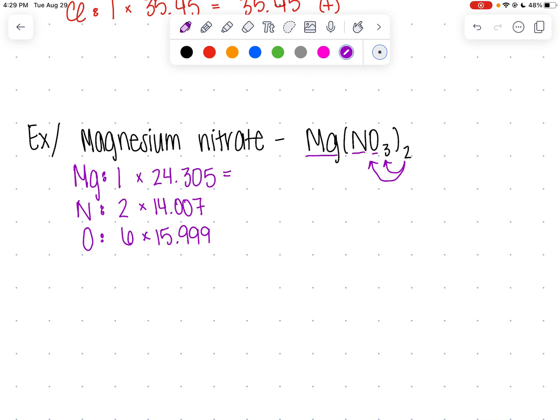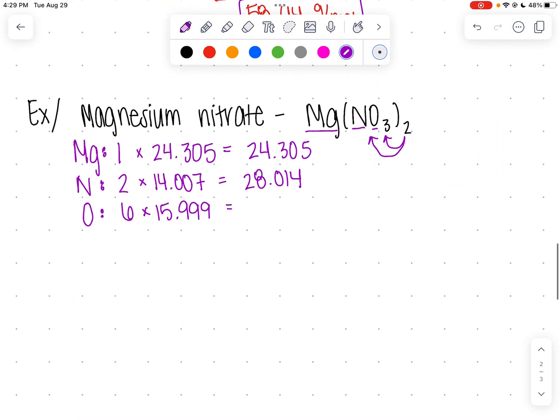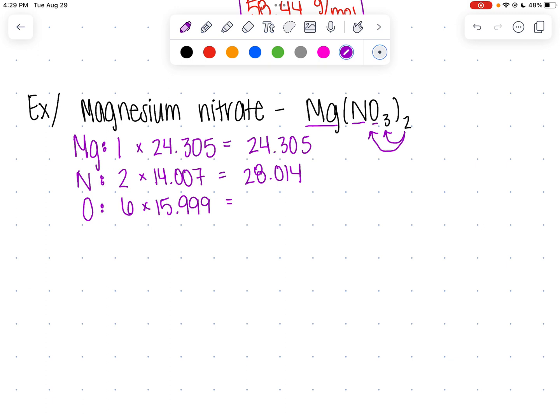Okay, so these are my molar masses for each of the individual atoms, and I got to multiply them by the number of atoms I have in this compound. For magnesium, that's not going to change, 24.305, awesome. For nitrogen, we got 28.014. Yes, my math from up above was correct. And then lastly, oxygen, 15.999 times 6, and we get 95.994. So now I got to add them all together.